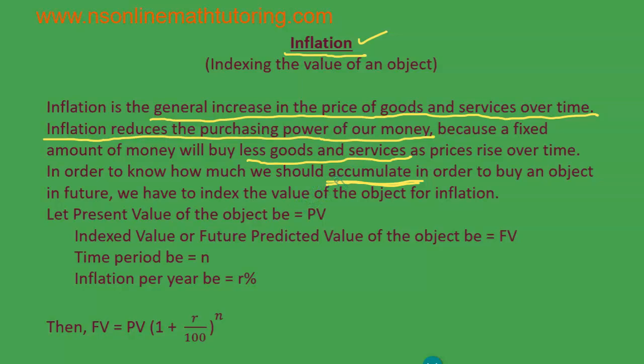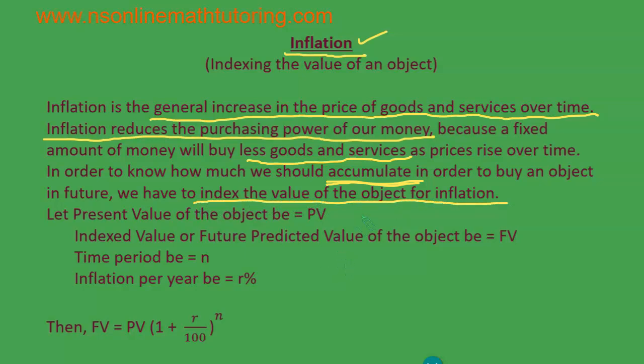So, I have to get an idea how much the object can cost after 5 years. Otherwise, how much money should I be accumulating? I have to have a rough estimate of the future price of that object, right? That is known as to index the value of the object for inflation.